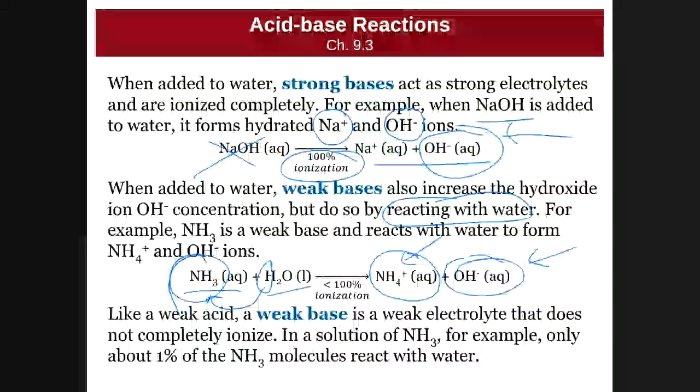So, like a weak acid, a weak base is a weak electrolyte. It does not completely ionize. So, if you have a solution of ammonia in water, most of it is going to remain ammonia.